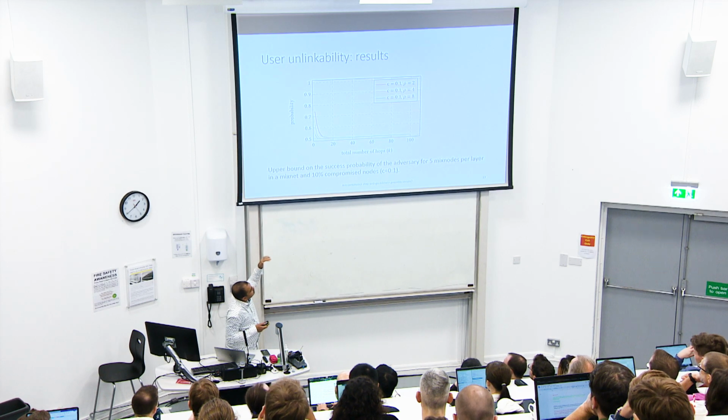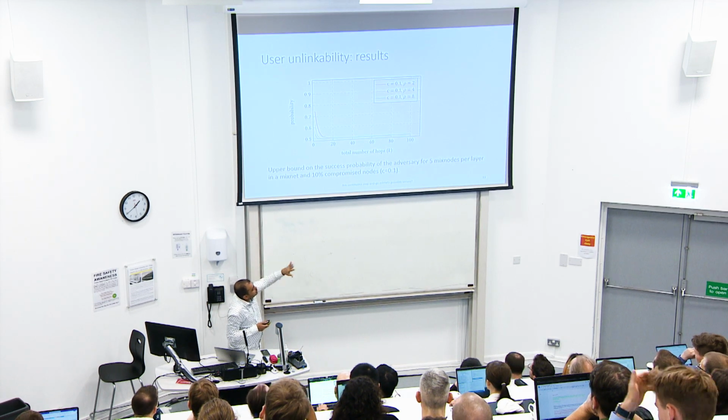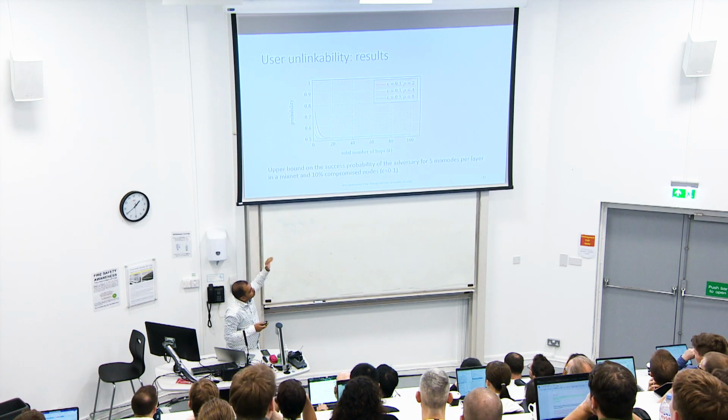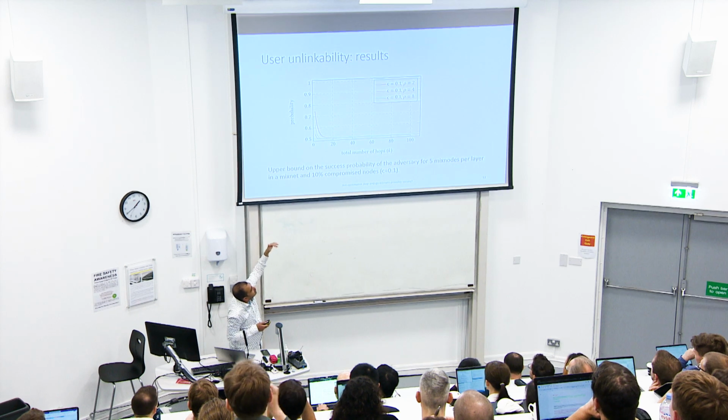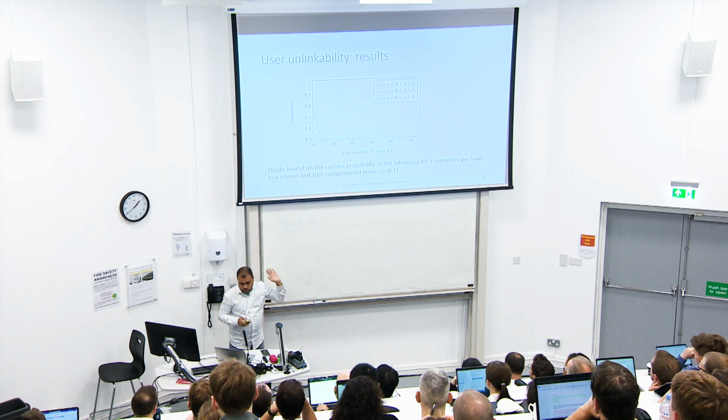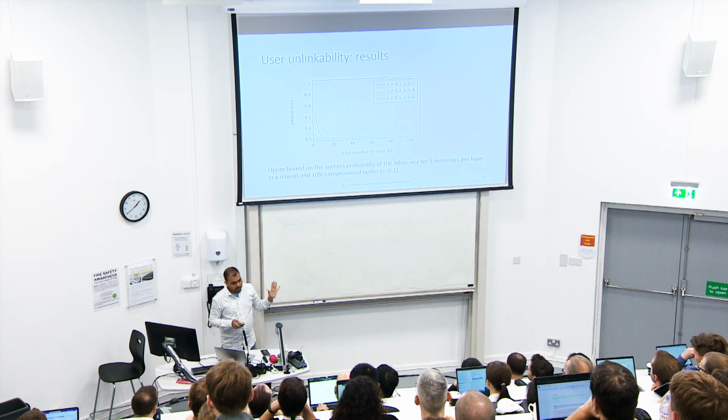This is the upper bound on the success probability of the adversary with 5 mixed nodes per layer and with 10% compromised nodes. And still we show that there is a drastic decrease in the adversarial advantage delta with the number of hops. So that's hopeful, so probably that's achievable.